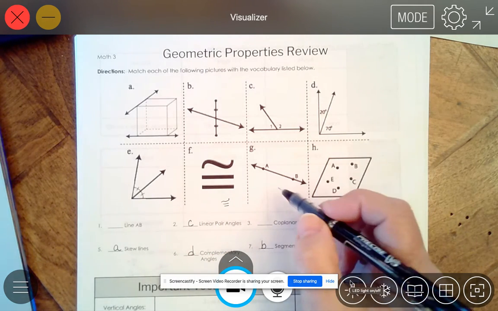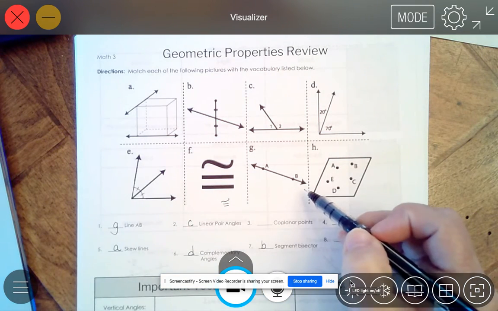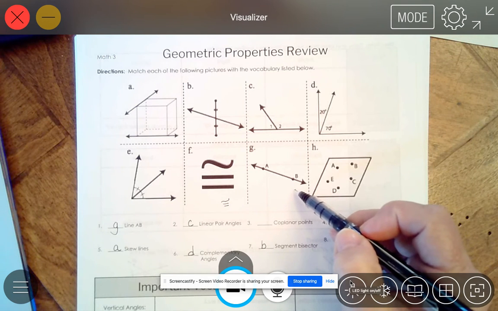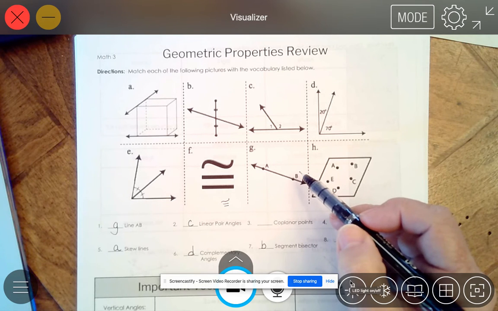G right here is going to be line AB. This is how we document a line. There will be two points on it. We can see that it's going forever. It is going to be a line AB.